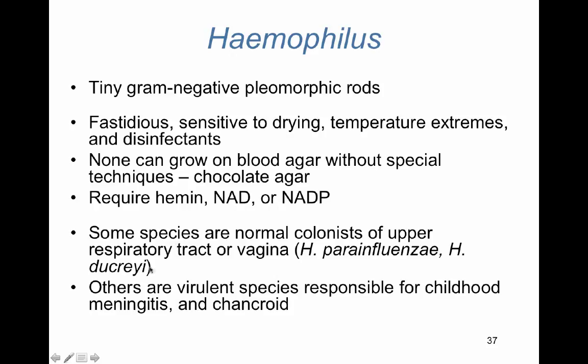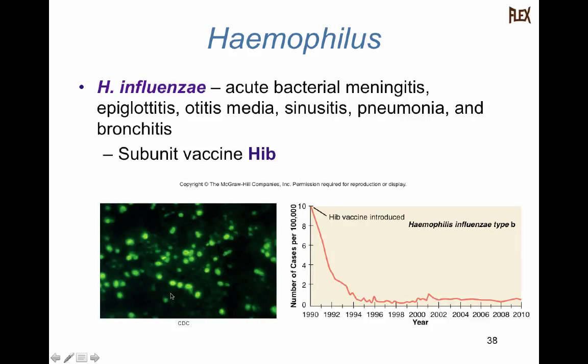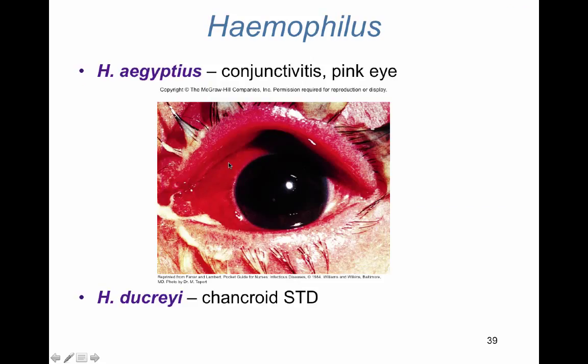So other than being normal colonists, some can cause disease. So the ones that can cause disease, influenzae, can cause meningitis, epiglottitis, which can be very serious, ear infections, sinusitis, pneumonia, also bronchitis, and there is a vaccine available. And then we have aegyptius, which causes pink eye, and also ducreyi, which causes a chancroid STD. So those are all of the pathogens that you are required to know for Chapter 20.